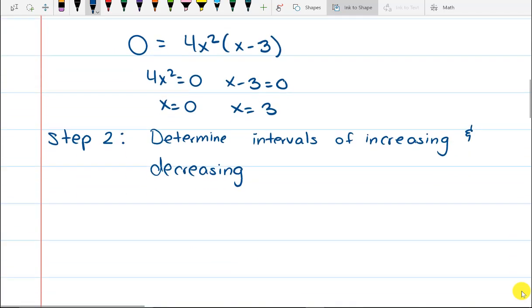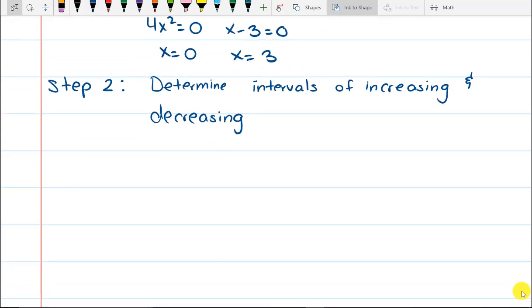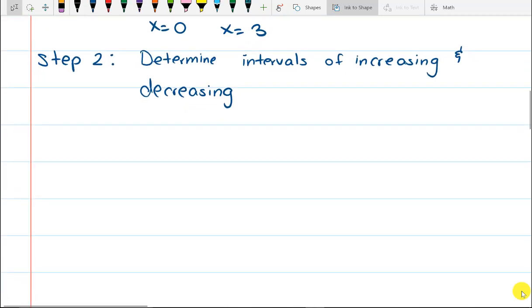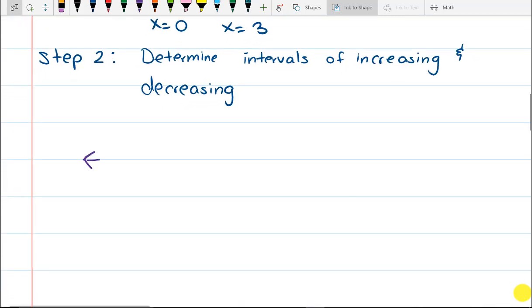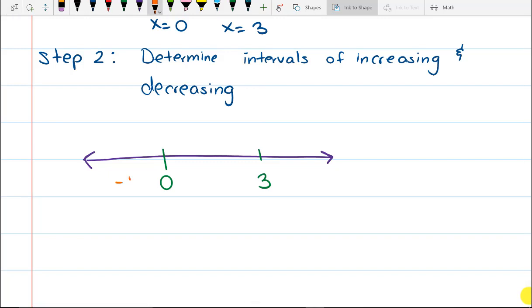Alright, pretty easy. Step 2, determine the intervals of increasing and decreasing for our original function. Remember, the derivative tells us where a function is increasing and where a function is decreasing. To do that, we're going to make a sign chart. We place our critical values right here for 0 and right here for 3. And in order to determine increasing or decreasing, we pick x values on each side of the critical points: -1, 1, and 4.